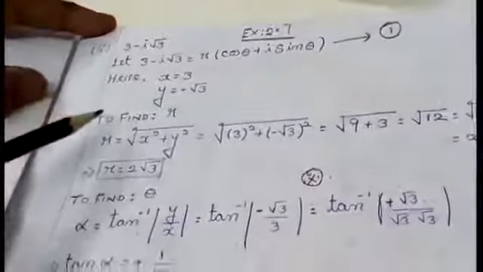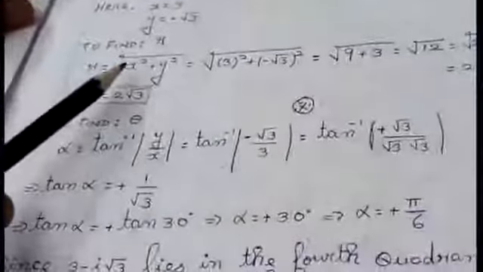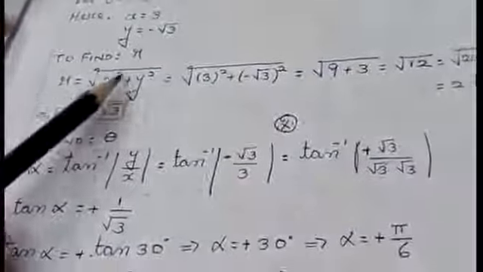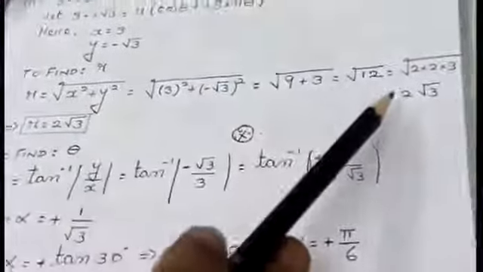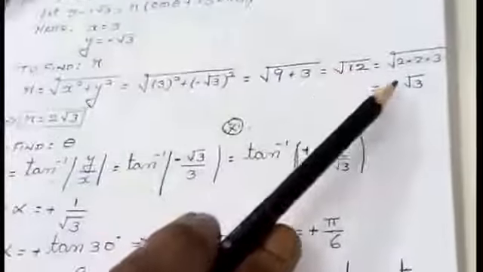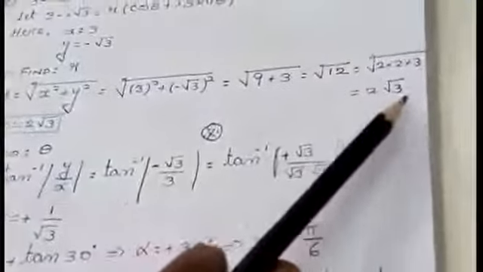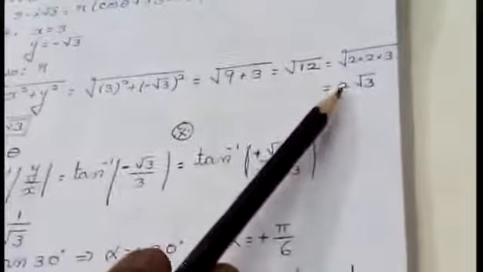Next, I am going to find r. What is the procedure for finding r? r is equal to the root of x square plus y square. Substitute the values, students, and you will get √12. It is better to simplify the terms. After simplifying, you will get 2√3. So the value for r is 2√3.